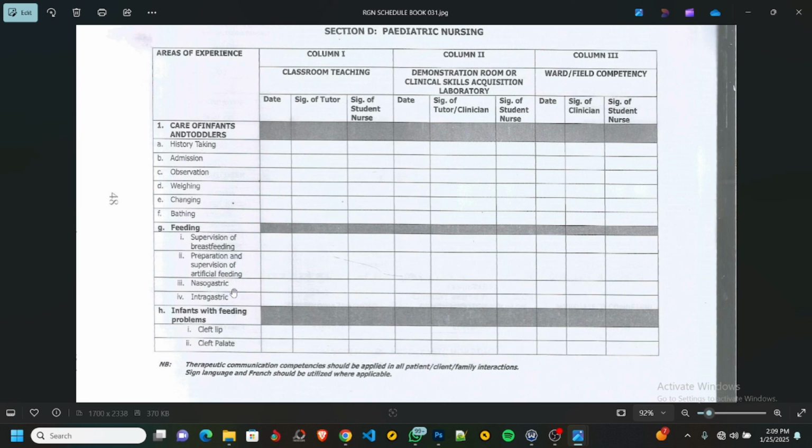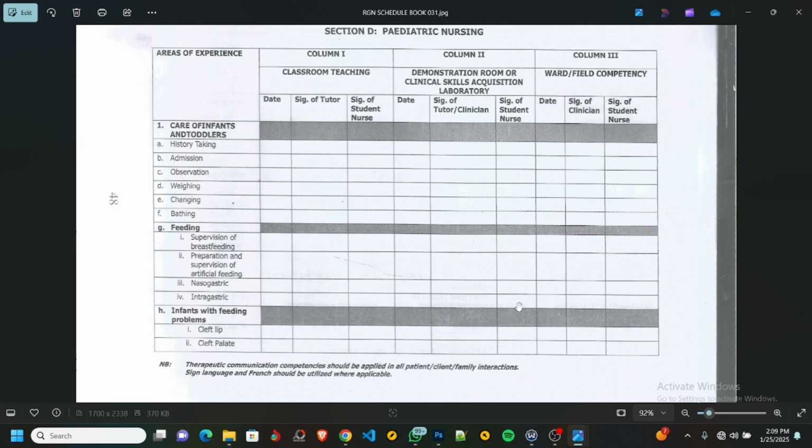Then it goes to nasogastric feeding, then it comes to intragastric feeding. So that is how it goes and goes and goes. You have infants with feeding problems like cleft lip and then cleft palate. So all these ones, if they are taught in the classroom, you indicate. Then if you had experience for them, demonstration, you also indicate the date, you sign, the clinician or the tutor signs. Then the competency, if you also had it, you do the same. So that is how it is under pediatric nursing.